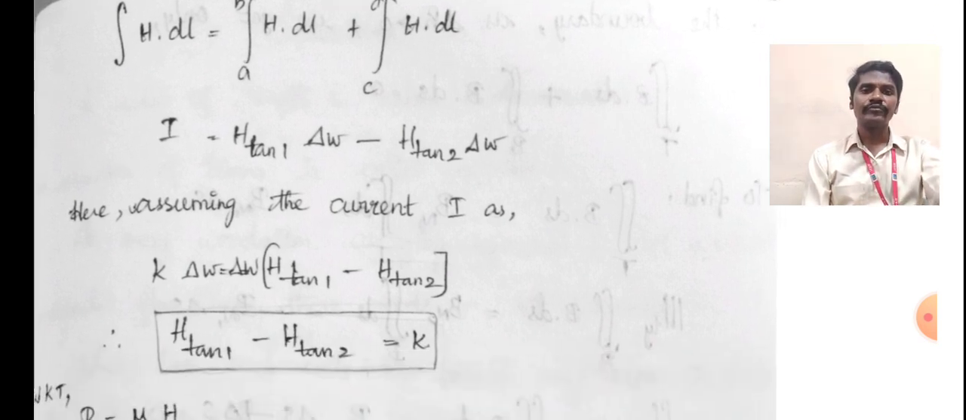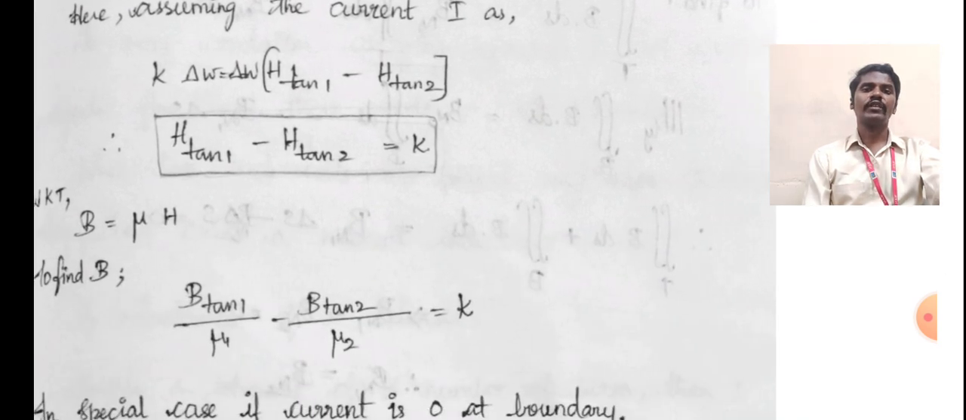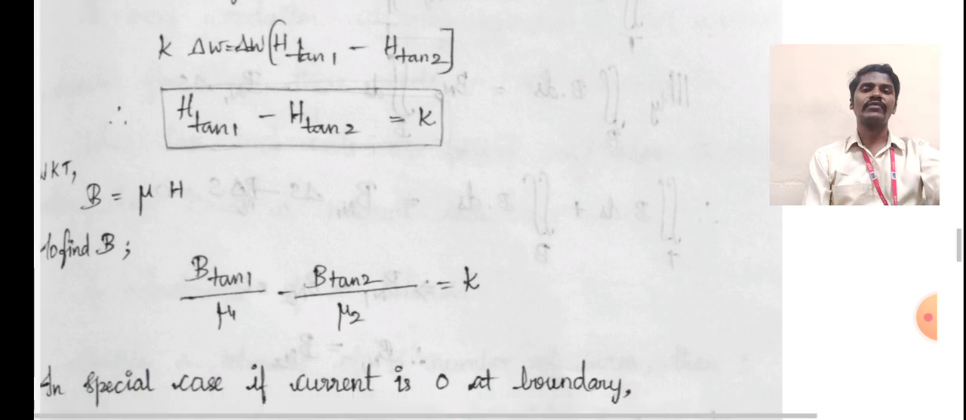We are assuming the current I is K del w, and therefore we get del w into H tan 1 minus H tan 2 is equal to K del w. So that can be written as H tan 1 minus H tan 2 is equal to K. We know the relation between the magnetic field intensity and magnetic flux density.